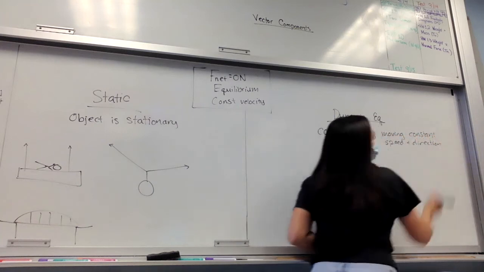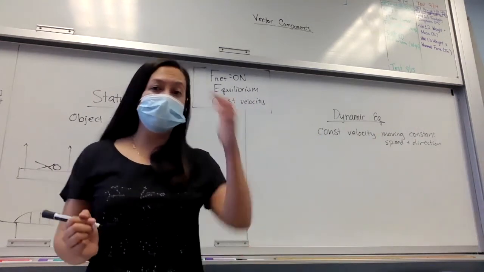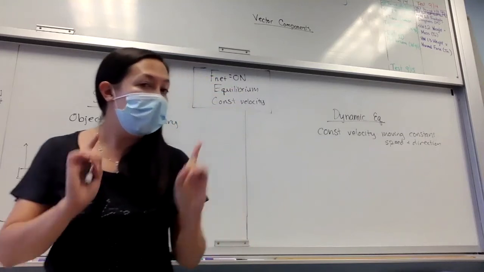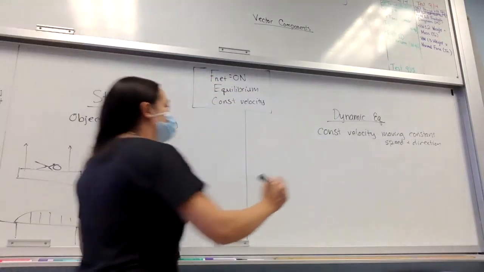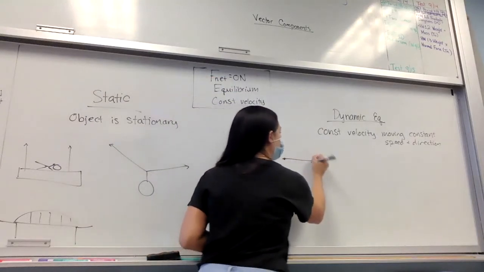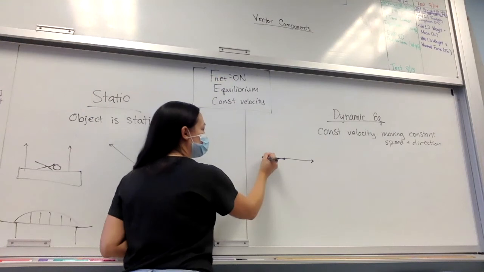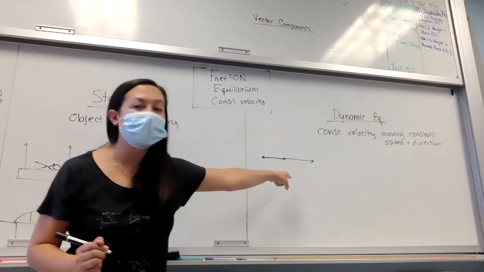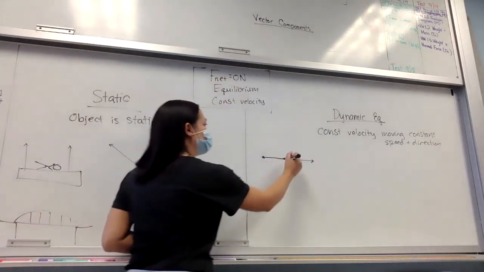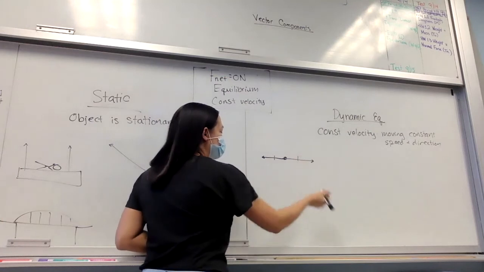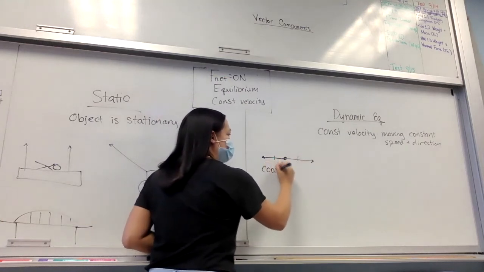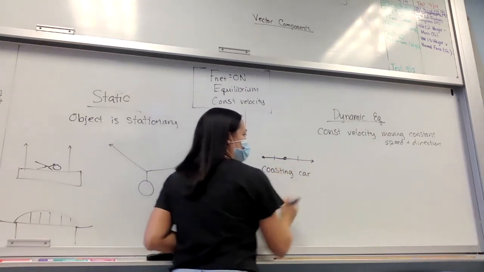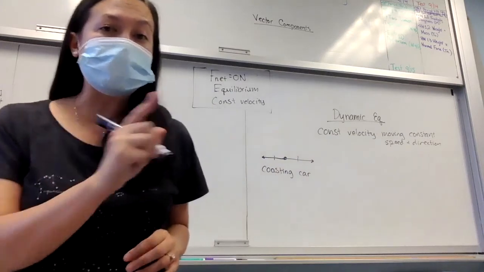So when I have dynamic equilibrium, sometimes people get confused. They'll say, the object's moving, so it must have some sort of net force. No. The object is moving at constant velocity, so the force that's pulling forward has to be equal to the force that's pulling backward. If there is more force to the right, it would be accelerating to the right. Constant velocity means that the forces are balanced. So if you are coasting on the highway, coasting means to go at constant speed. So a coasting car going at constant speed, that's dynamic equilibrium.